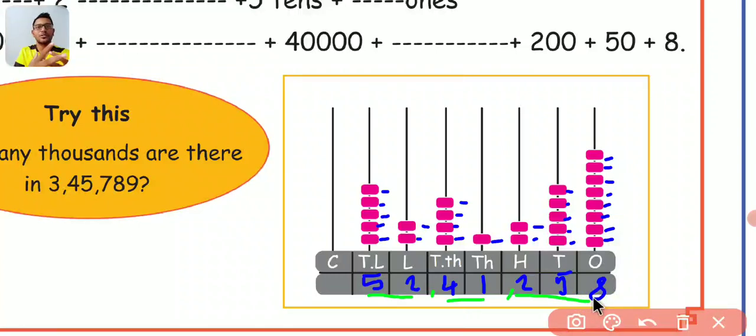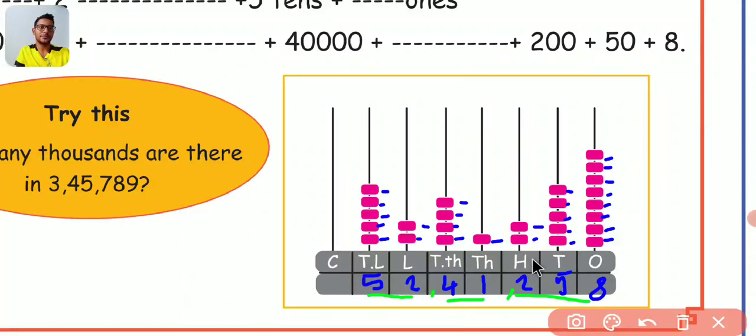If you don't know how to put a comma or how to read the numbers, I uploaded one video on YouTube. I already sent it to you. If you don't know, I will send you the link. You can see it in the video description. In that video I explain how to read the number and how to put a comma.